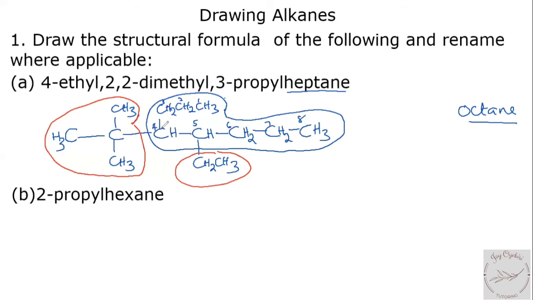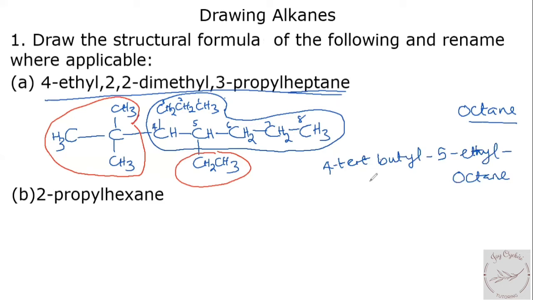So we start by saying 4-tert-butyl. Then at the fifth carbon we have 5, and this is obviously ethyl, octane. So that is the name for this compound. It is not this. So this is wrong, and this one here is the right one. So you have 4-tert-butyl-5-ethyl-octane.